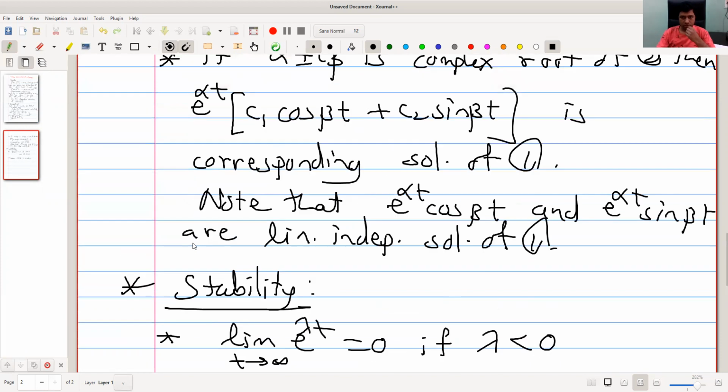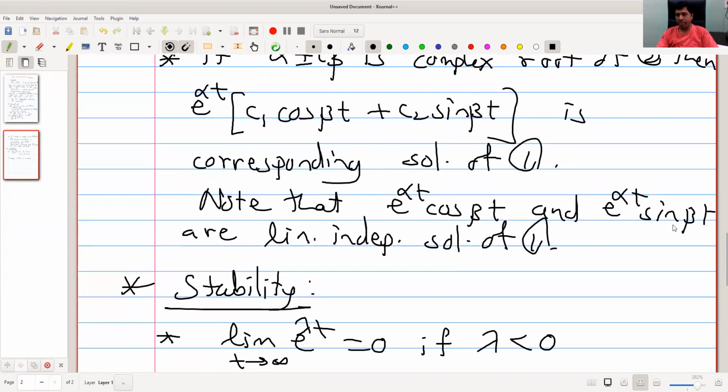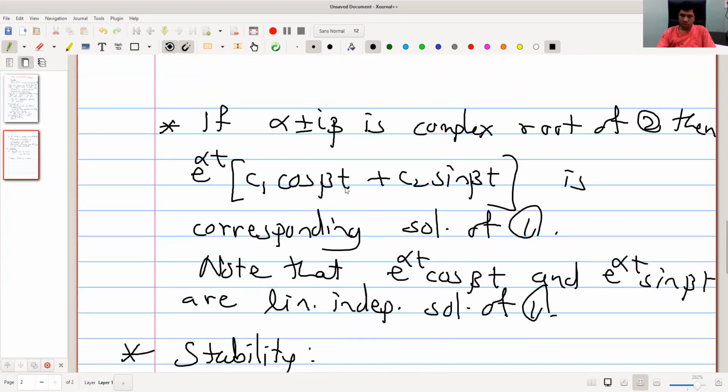So e raised to alpha t into sine beta t. We know that sine function is bounded. Similarly, cosine function is also bounded. So these terms cos beta t, sine beta t will not affect the stability.